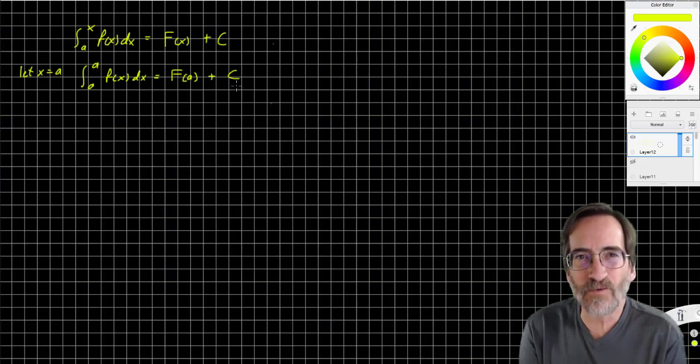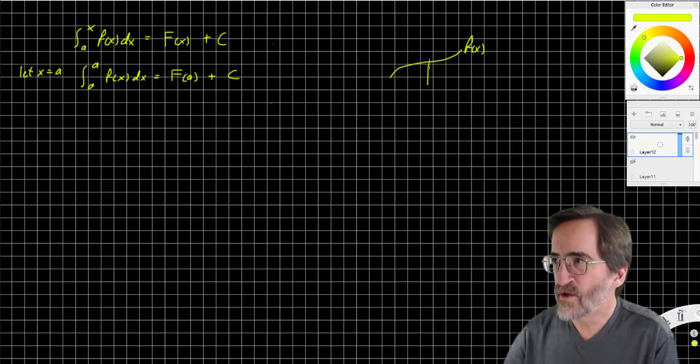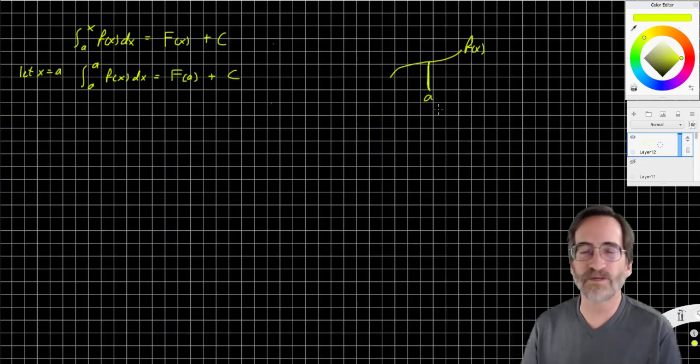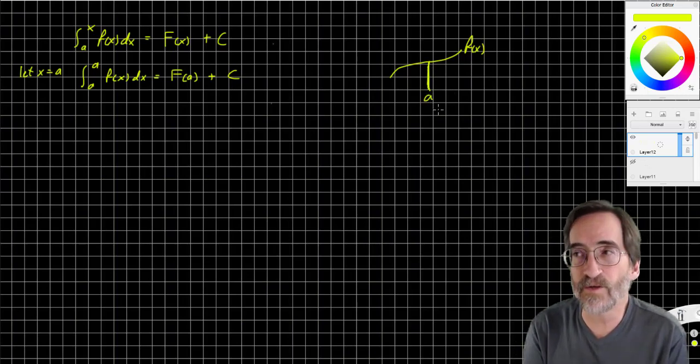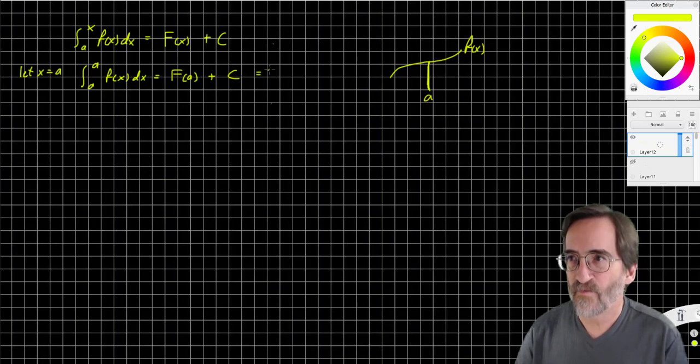Well, what is the integral from a to a? Let's consider that for a moment. We have some function f of x, and we're finding the area under the curve from a to a. Well, we're talking about a rectangle with 0 width. It doesn't matter how tall it is. 0 times anything is 0. So this integral is 0.